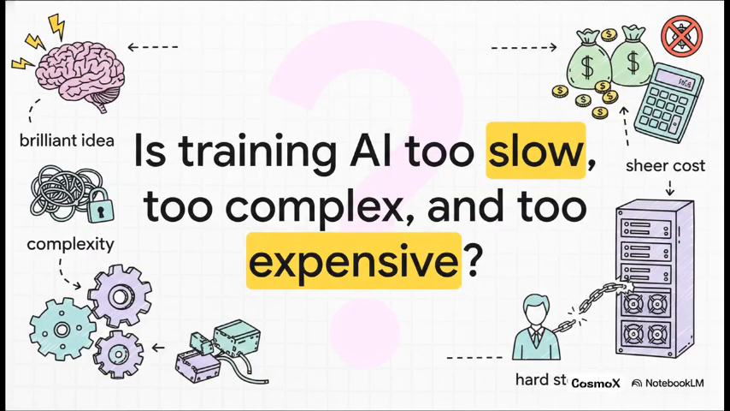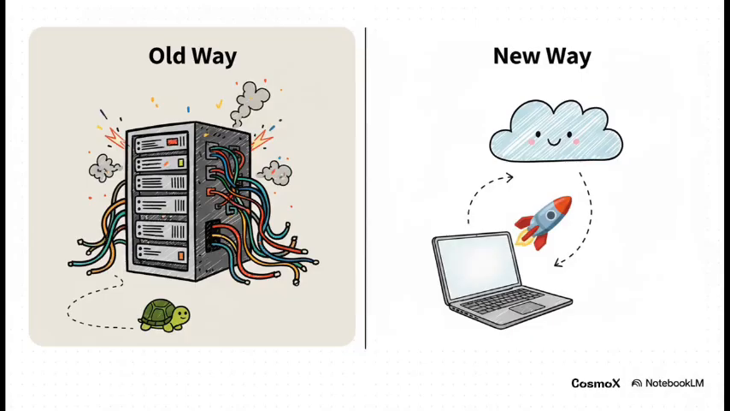So, does this sound familiar? You've got this amazing idea for a specialized AI, right? But then you start thinking about the hardware, the complexity, the sheer cost of it all, and it just feels completely out of reach. For most of us, that's always been a hard stop. Well, guess what? Things are changing, and fast.